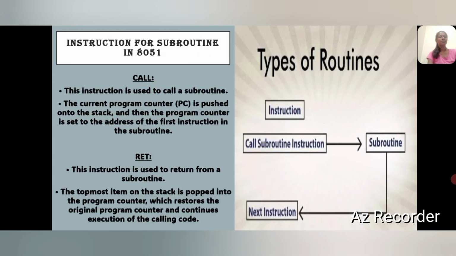As you can see, the instructions for subroutine in 8051 are given by call and return. The call instruction is used to call a subroutine: the current program counter, the PC, is pushed into the stack, and then the program counter is set to the address of the first instruction in the subroutine. The return instruction is used to return from a subroutine. The topmost item of the stack is popped into the program counter, which restores the original program counter and continues execution of the calling code.